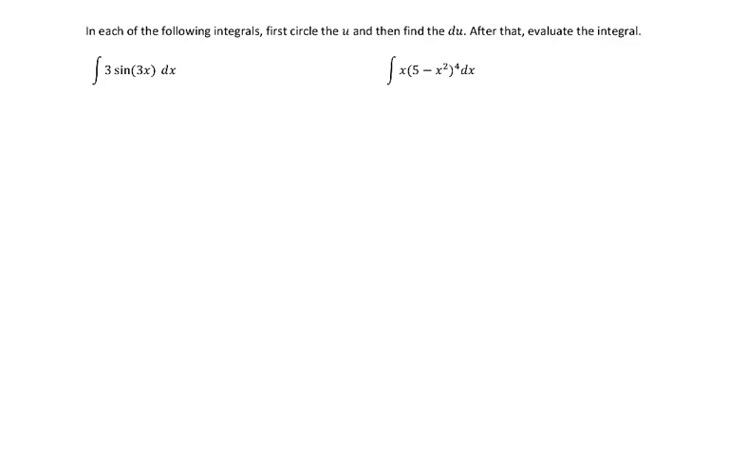Hi everyone, so for this video we're going to be looking at how to evaluate integrals using u substitution. So we've got two questions here, so let's look at the first one. We're going to find the integral of 3 sine 3x.